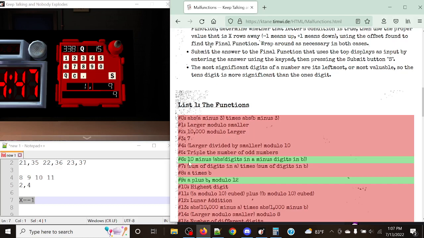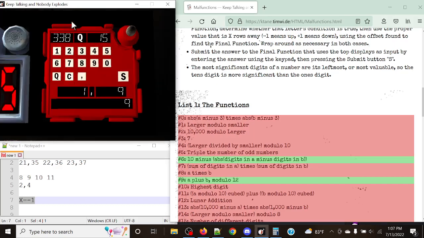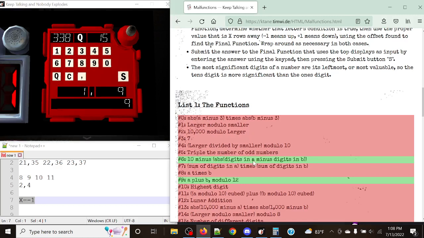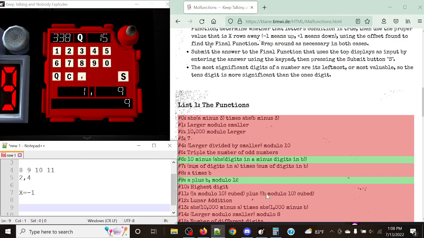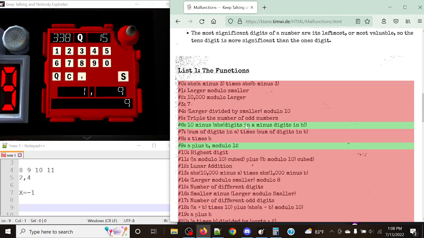And now we're going to solve this module. We're going to plug the 3, 3, 8, and the 15 at the top of the module into this function here. So let's do this. 10 minus the absolute value of the digits in A minus the digits in B. Note that left and right represent A and B respectively. So now we're going to do the absolute value of the digits in A, which in this case represents 3, minus the digits in B, which is going to be 2 minus 2.